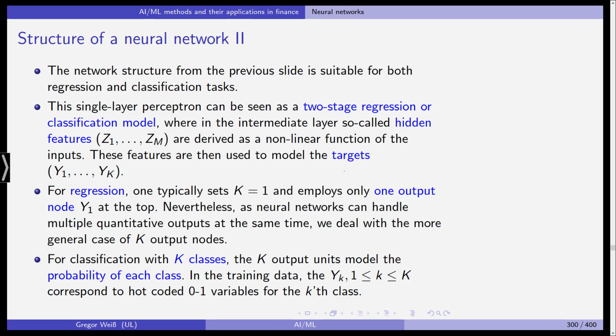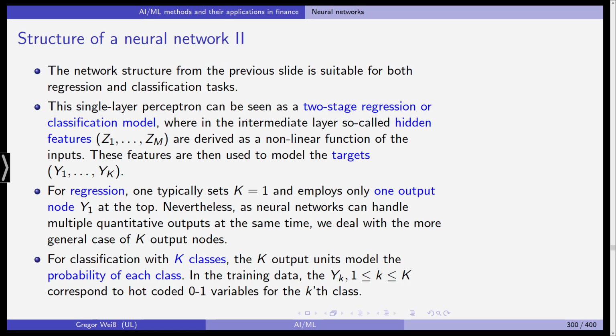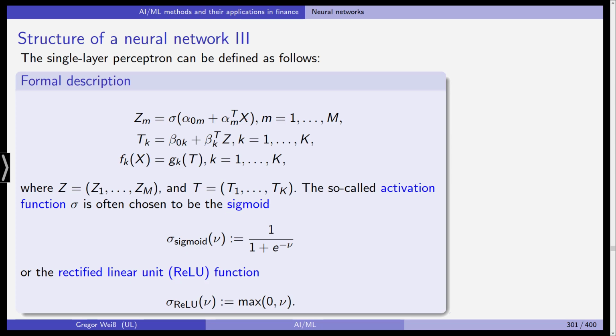For classification, obviously with k classes, we can use k outputs. So we have y1, y2 until yk, and then they will be coded as 0, 1 binary variables. We could say this is, let's say, the class of low income, this is middle income, and then we have a third class that is high income customers, maybe. Okay. Now to the formal description.